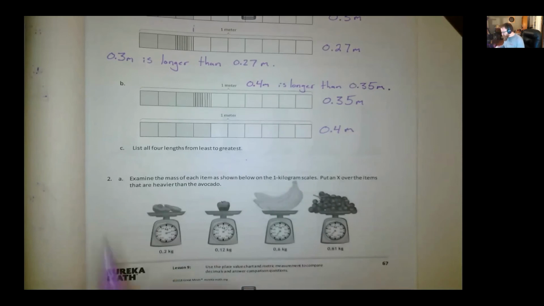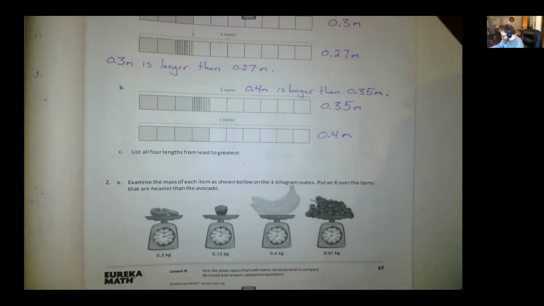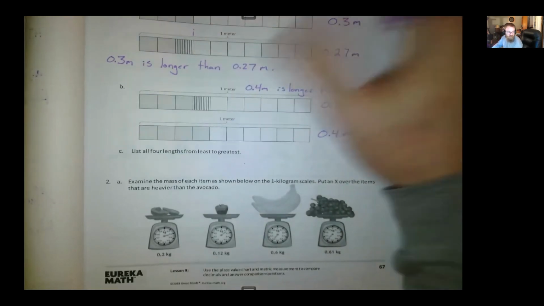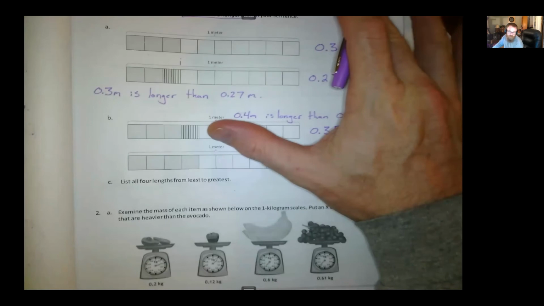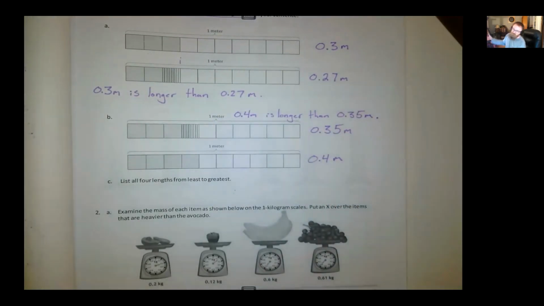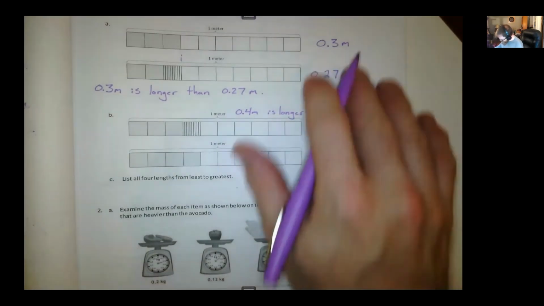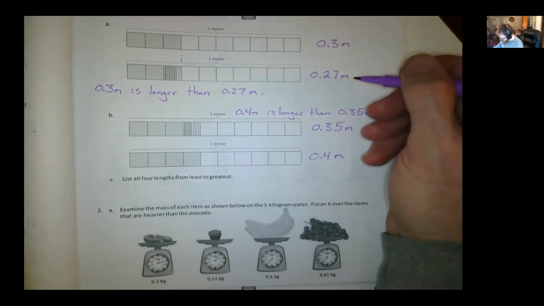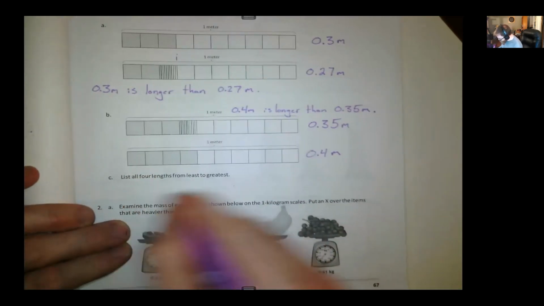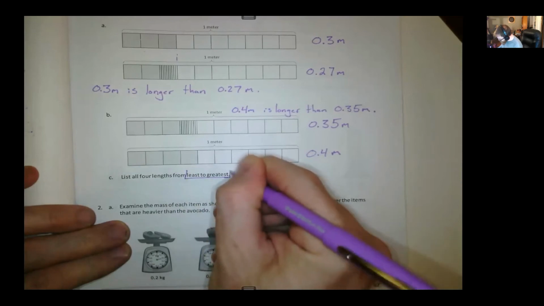Part C says list all 4 lengths from least to greatest. You can again compare your shaded portions of your tape diagrams, or you can just compare the numbers, compare the values, and determine yourself which ones are smaller or larger. Our smallest value is 27 hundredths of a meter. So that will be first. We're going from least to greatest.